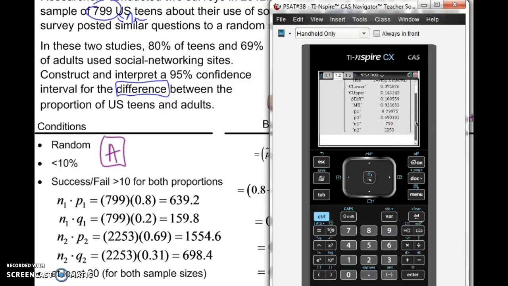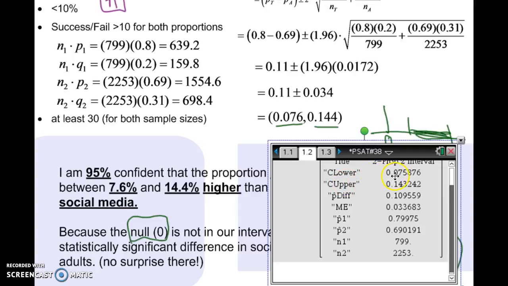So it gives us a lot of values here. Let me drag this down and see what this is. You can see it's got a lower bound at 7.5%. We had 7.6%, just a rounding error there, that's not a big deal. 14.3%, versus our 14.4. Our p-hat difference, the probability of teens minus the probability of adults, was 0.11. They had it as 0.109, so 10.9%. The margin of error they had as 0.033, and we had ours at 0.034.